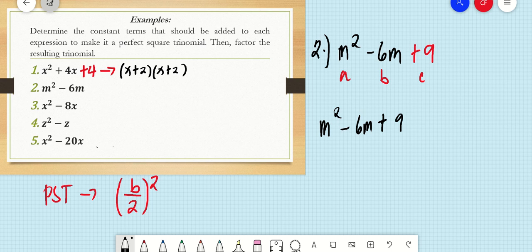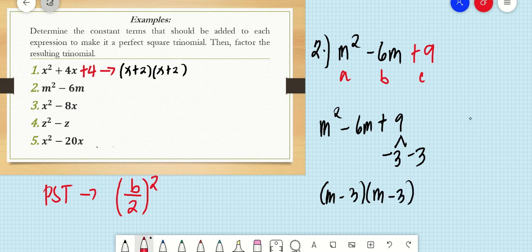Same procedure: we get the factors of the constant term that, when added, give negative 6. Obviously, negative 3 and negative 3 are the factors we need, because negative 3 times negative 3 is positive 9, and negative 3 plus negative 3 is negative 6. So our factor here is m minus 3 times the quantity of m minus 3. So this is the final answer. Again, positive 9, and then the factored form is m minus 3 times the quantity of m minus 3. Okay, so let's proceed to the next example.